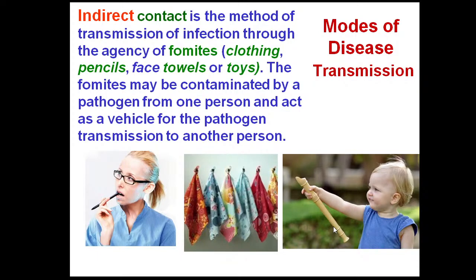So then we may see indirect contact. This is a method of transmission of infection through the agency of different fomites. Clothing, towels, pencils, toys for children is very common. So the fomites may be contaminated by a pathogen from one person and act as a vehicle for the pathogen transmission to another person.